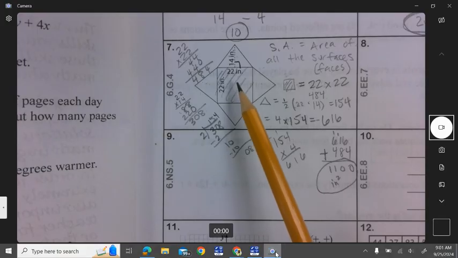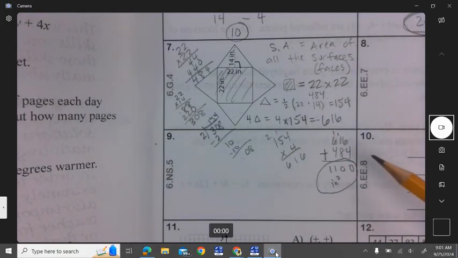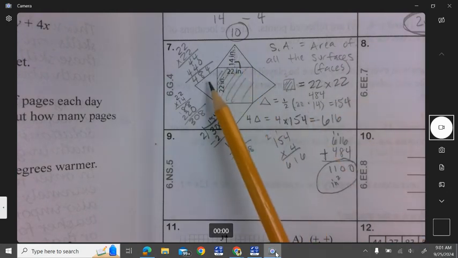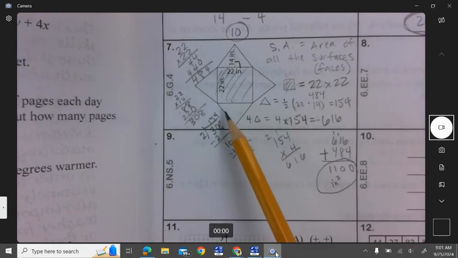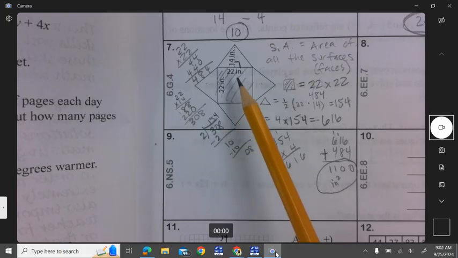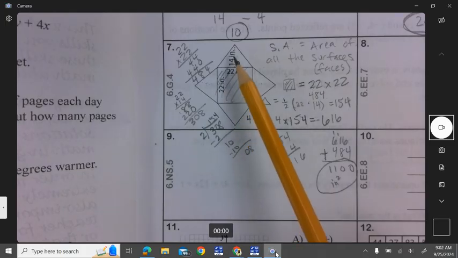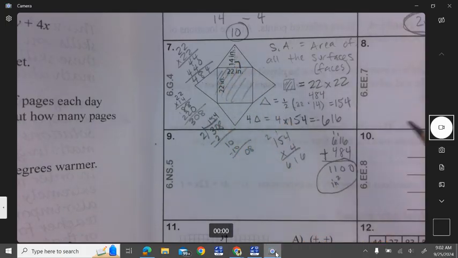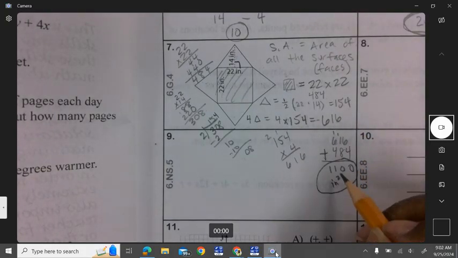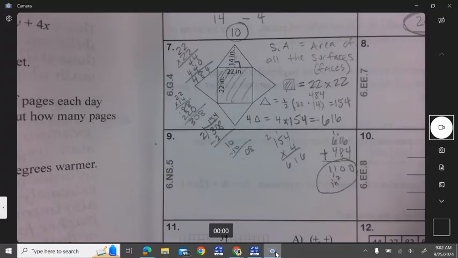So now I have the area of the square, which is 484, and the areas of all the triangles, which is 16. I add them together to get 1,100 inches squared for the surface area. It was quite involved.